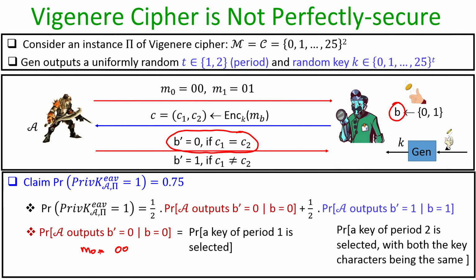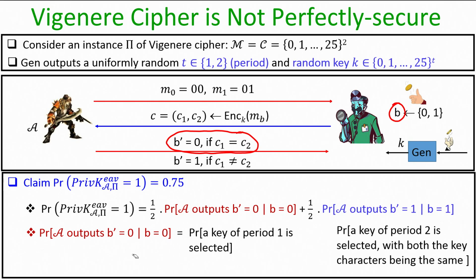Namely, the first character of the key is the same as the second character of the key. If that happens, then again the encryption of the message M0 will produce a ciphertext with both the characters being the same. So, these are the two individual events under which an encryption of the message 00 will lead to a ciphertext where both the ciphertext characters are the same.